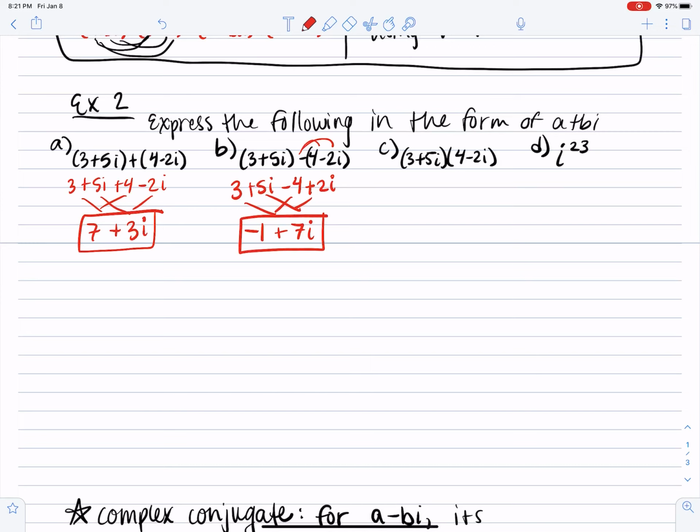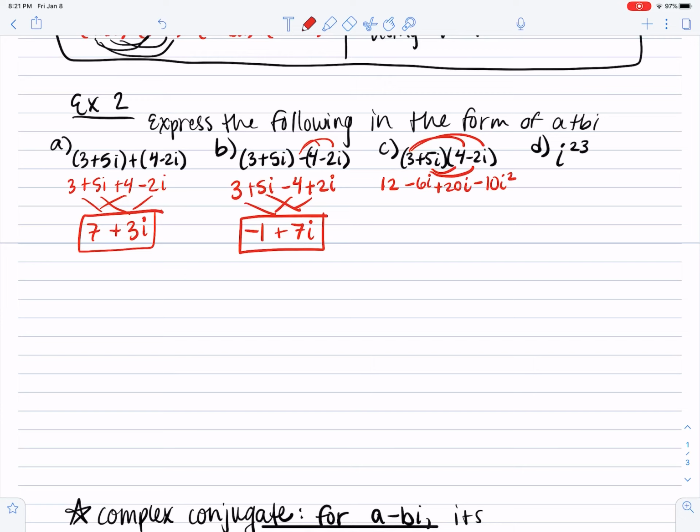Okay, and then this multiplication one, you just multiply them together like FOIL. So I'm going to multiply the 3 times both first, and I'm going to get 12 minus 6i, and then I'm going to multiply that 5i times both, and I'm going to get plus 20i minus 10i squared.